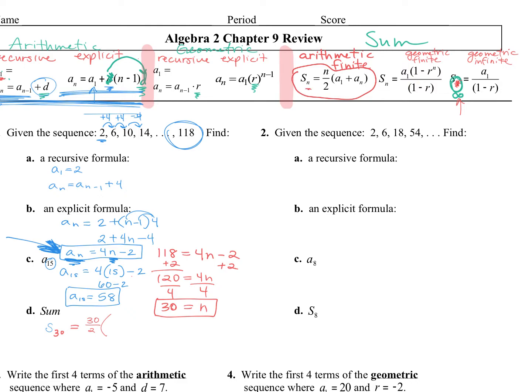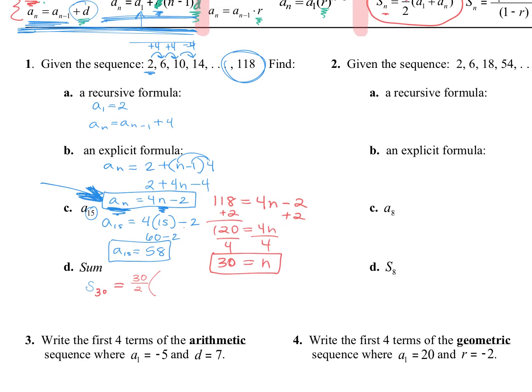S sub 30 equals 30 divided by 2. What's a sub 1? 2. What's a sub n? 118. Okay, plug that into your calculator.